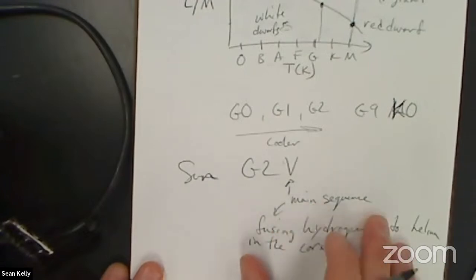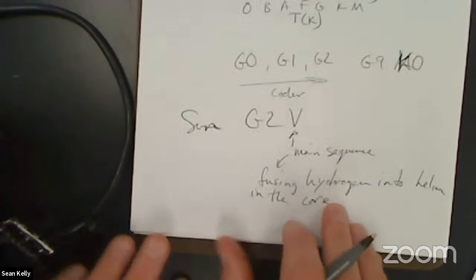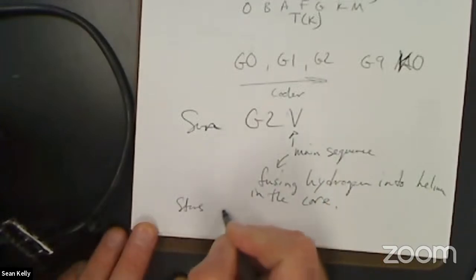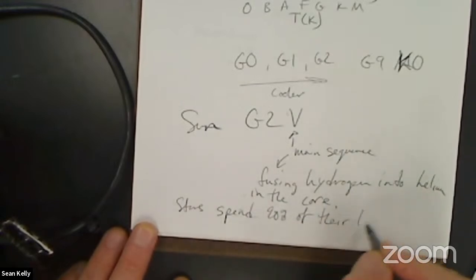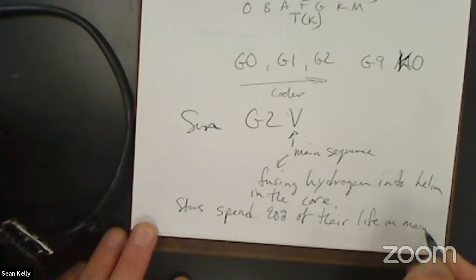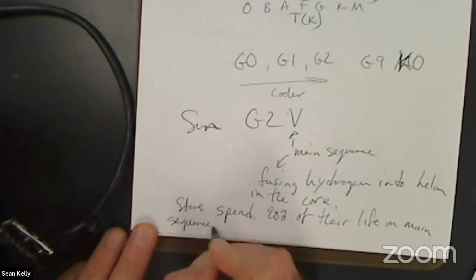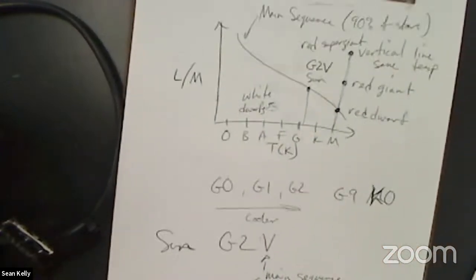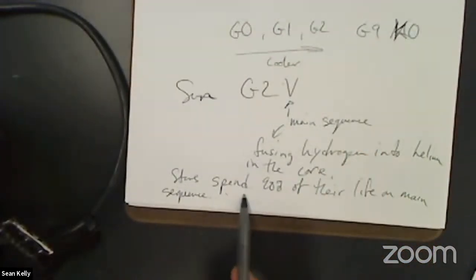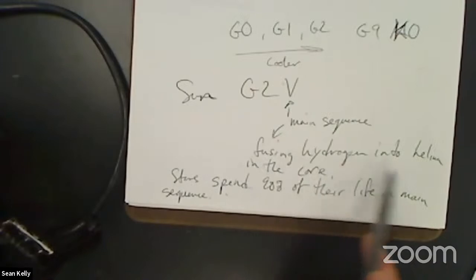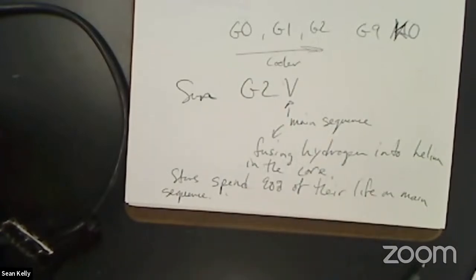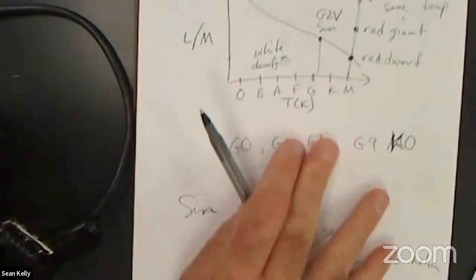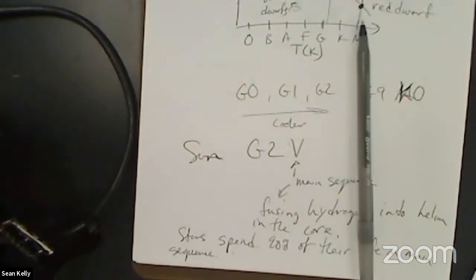Every star starts as a main sequence star. And it turns out that stars spend 90% of their life on the main sequence. So if I ask you the question, why are 90% of the stars on the main sequence? The answer is because a star spends 90% of its life fusing hydrogen into helium in the core, and the last 10% of its life not doing that, okay? So this is an important little tiny detail that you need to know. Okay, and then the last thing, well, we'll get back to it on the slides.